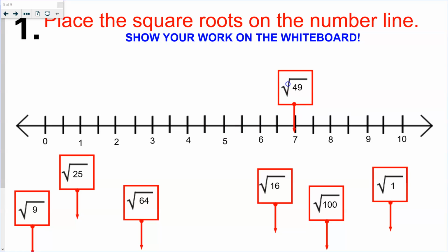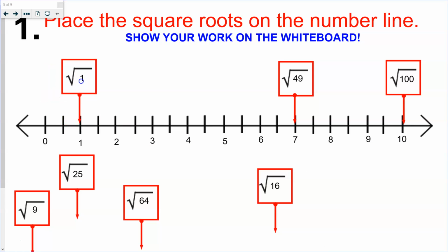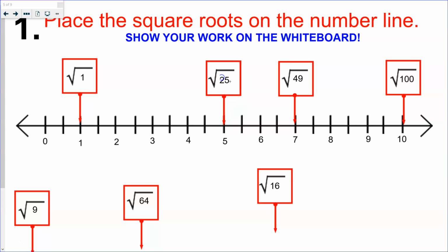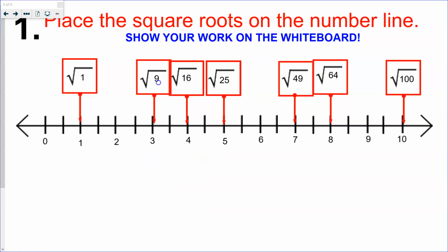Okay, let's just pick a random one. 49. I know 49 is 7 times 7, so that's exactly where the square root of 49 goes on your number line. 100 is 10. 1 is 1. Hopefully you know these off by heart, or they're getting to know these off by heart. And you don't need the numbers chart for the whole numbers. But if you do, by all means use it. I'll have a printout available for you after the lesson that's connected to your assignment. And you can see where I've placed all these. 3 times 3 is 9. Okay, so that's what they would look like on the number line. They should be exactly on the line, so just give me the benefit of the doubt on that one.